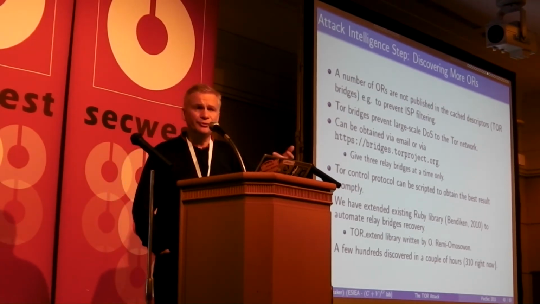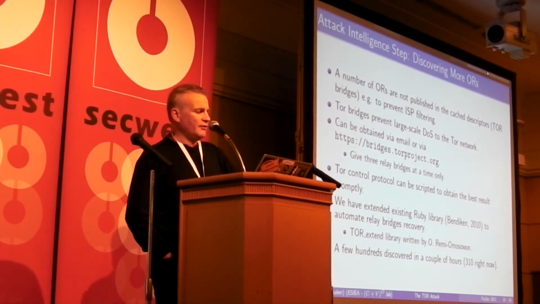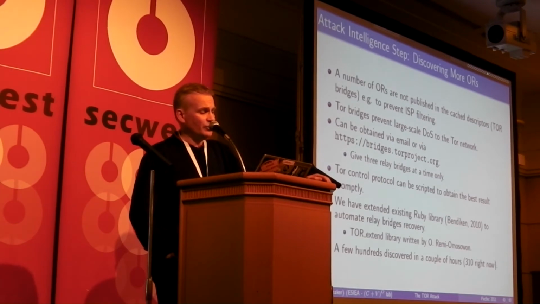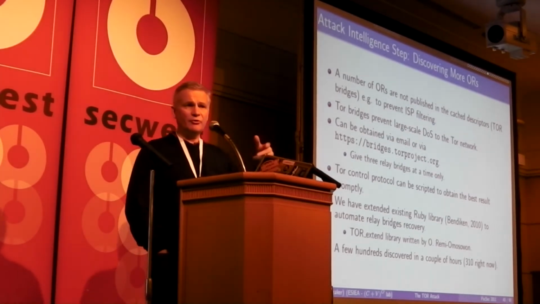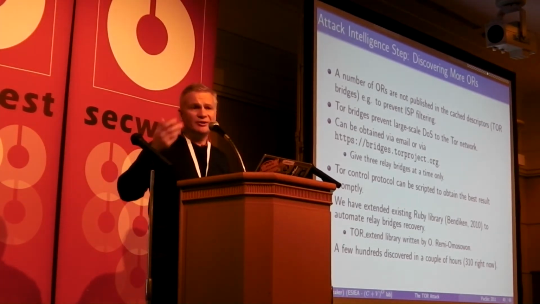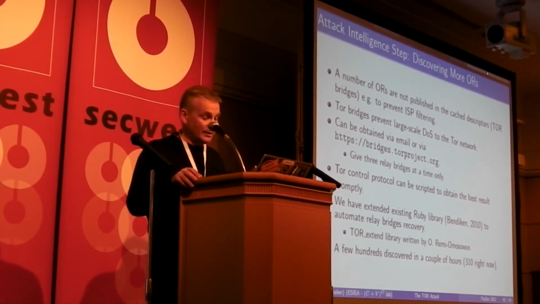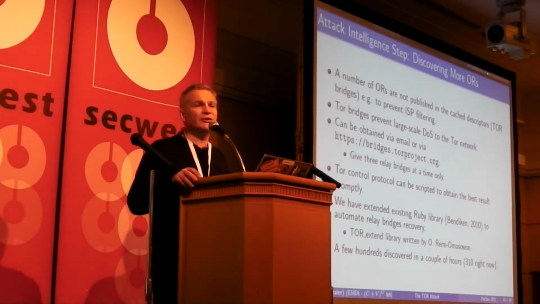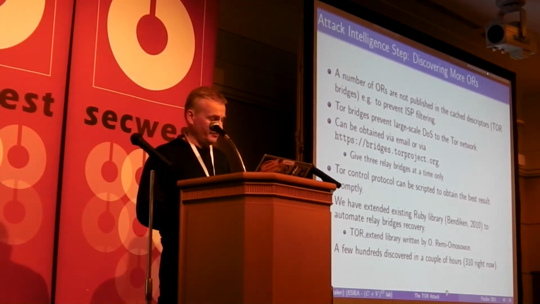In fact, if you want to use a hidden TOR node, you have to make some sort of request on the website bridges.torproject.org, and we have simply written a script in order to automatically obtain different onion routers. This library is part of the TOR extend library, which is going to be public and was written by Sean. So until now, we have discovered 310 onion routers.